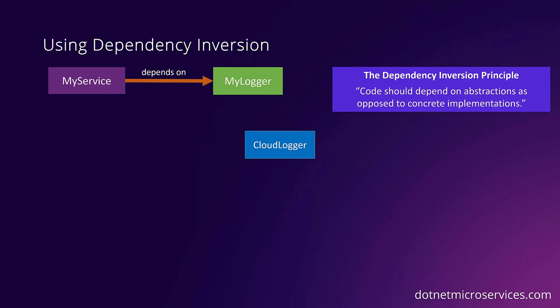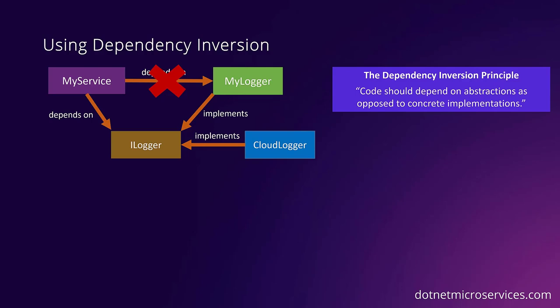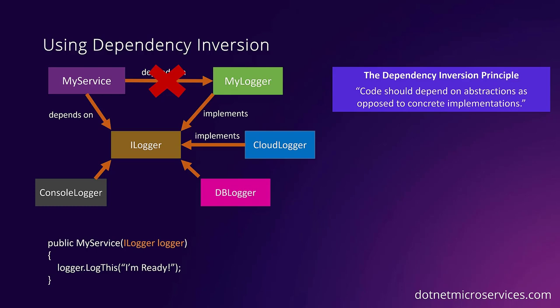However, what we can do instead is modify MyService so that it depends on a new ILogger interface, which provides all the required logging functionality. Then, we can have both MyLogger and CloudLogger implement this new interface. With this, we are decoupling MyService from the logger dependency, allowing it to use MyLogger, CloudLogger, and any future logger implementations without ever having to modify MyService. The only thing that the different loggers need to do is to implement the interface that MyService depends on. In terms of the code, this is how you would now inject the logger into MyService.